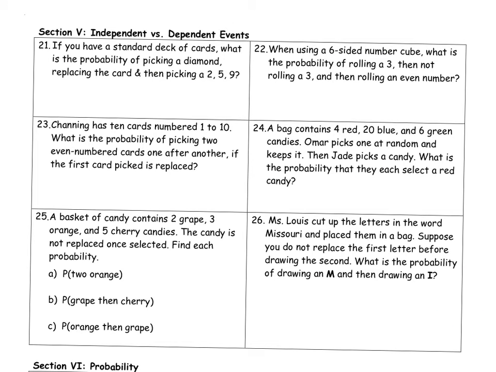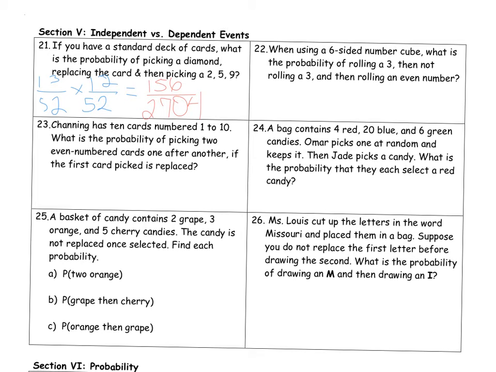On to Section 5, independent versus dependent events. If you have a standard deck of cards, what is the probability of picking a diamond? So that's 13 out of the 52 times. You then want to replace the card. This means that the total of 52 has not changed. And we pick a 2, a 5, or a 9. Well, there's 4 2s, there's 4 5s, and there's 4 9s. So that means that's a total of 12. And that gives us 156 out of 2,704. Again, the reason we did 52 as the denominator in both is because we put the card back so the total did not change.